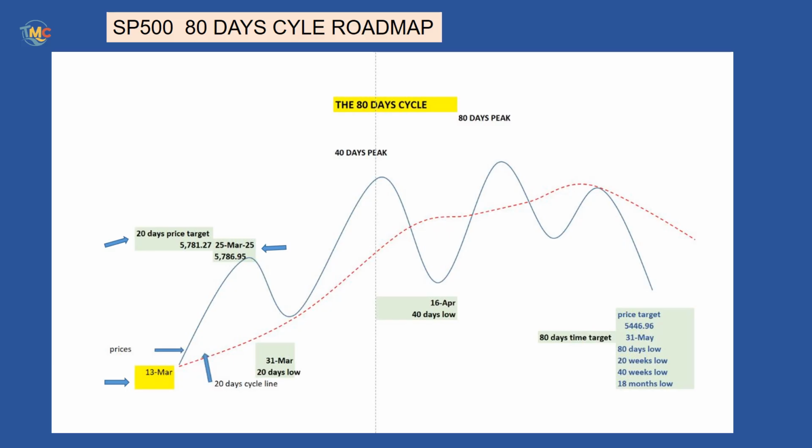Monday, March 31st. During this 20 days low formation, the S&P 500 should find support on its cycle line, then rebound on its way to its 40 days cycle peak. After forming its 40 days peak, the S&P 500 will cross below its cycle line, providing a downside target for the 40 days cycle low, expected to form around April 16th, plus or minus 2 days.